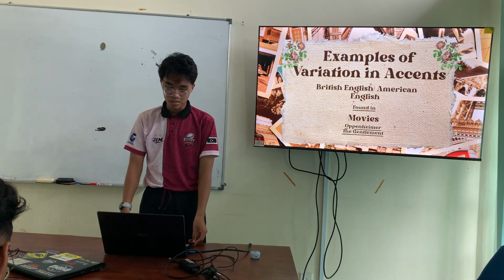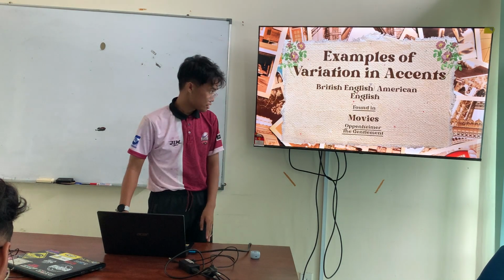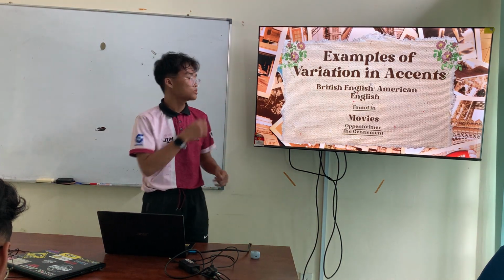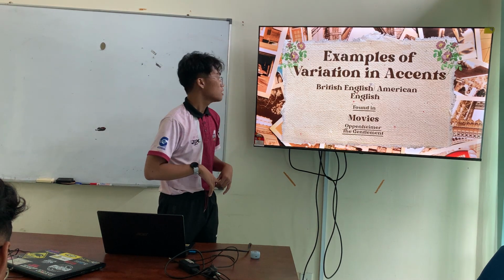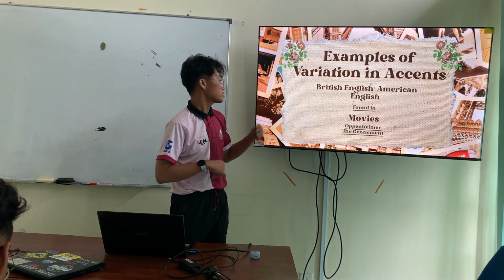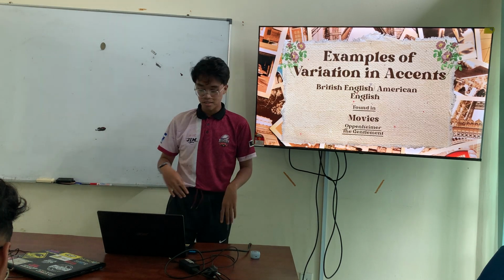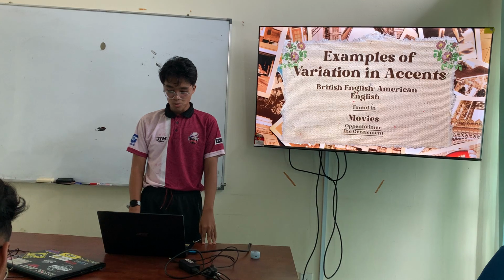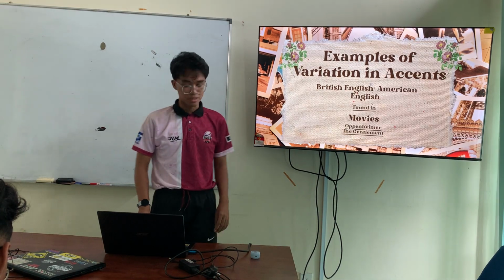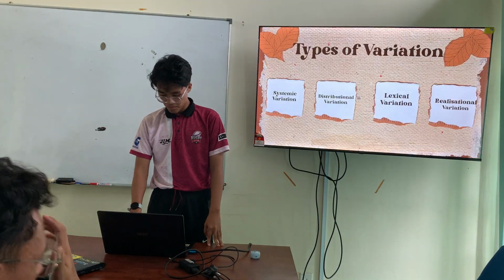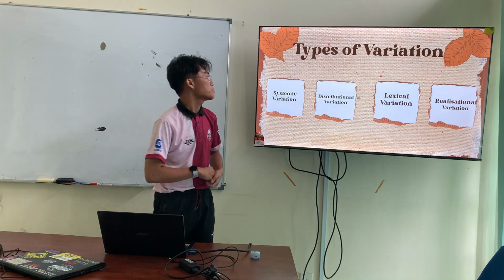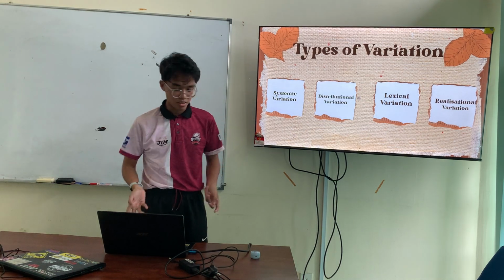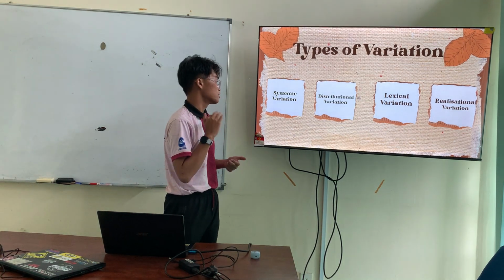Now I'm going to do an analysis on examples of variation in accents, and we are going to do a very detailed review of these two types of English, which are British English and American English. The examples are going to be based on the movies Oppenheimer and The Gentlemen. So these are the four types of variation that we are going to analyze based on the examples that I have found in the two movies.